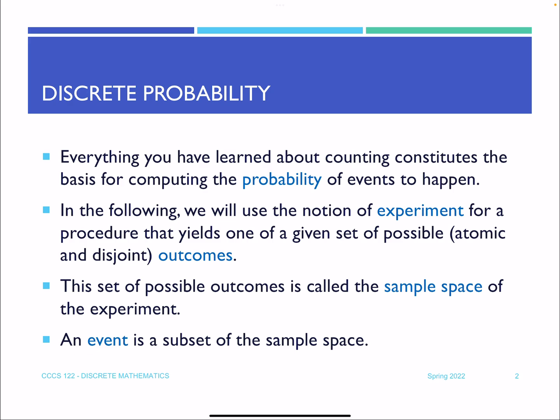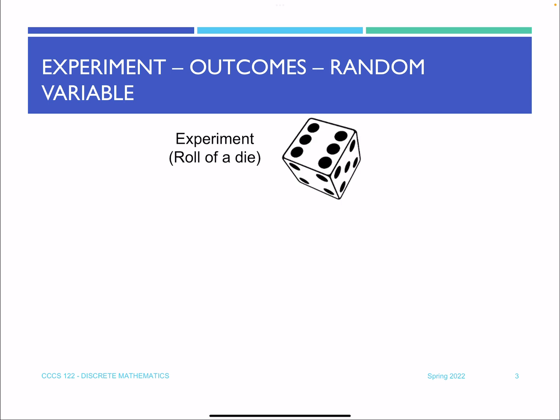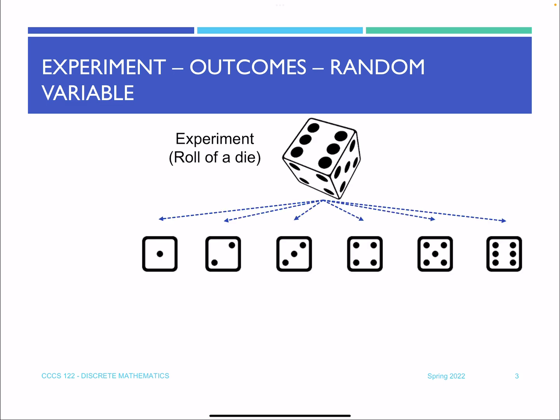the sample space. Now, if this seems a little abstract, then I'll try to go through the same concepts, giving you an example. So, for example, an experiment can be something like the roll of a die. When you roll a die, at the end of the roll, you'll see one of the 6 faces of the die come up on top. Those 6 different faces are 6 different possible outcomes.